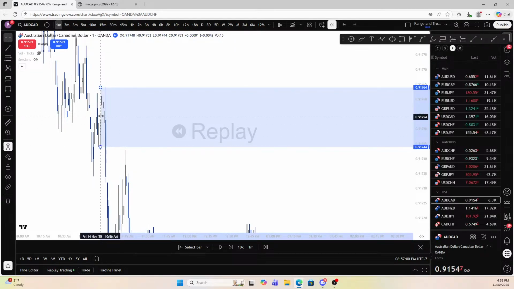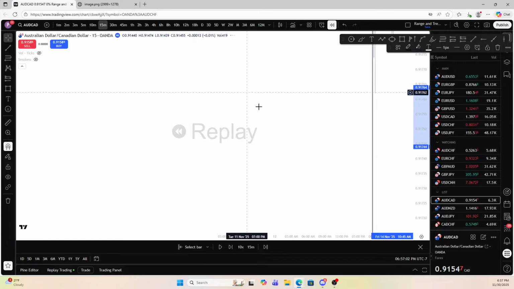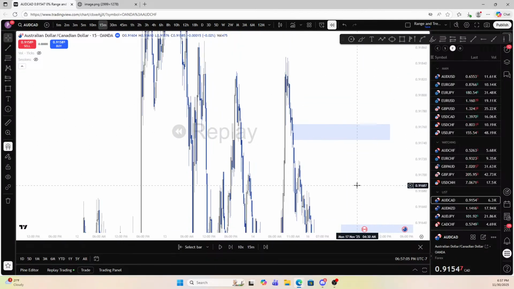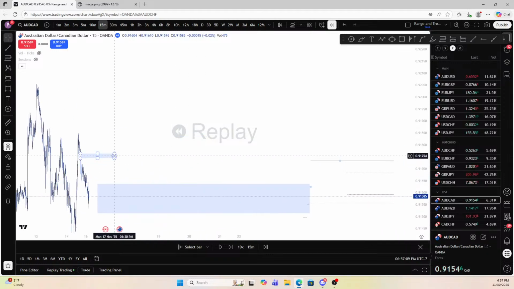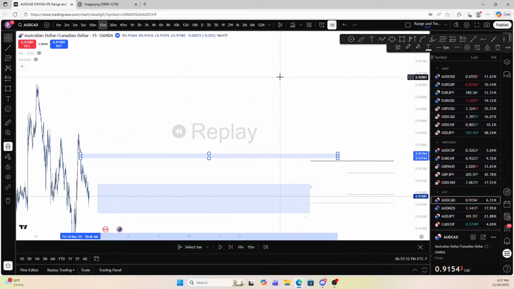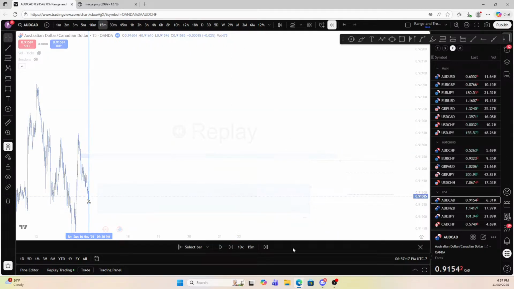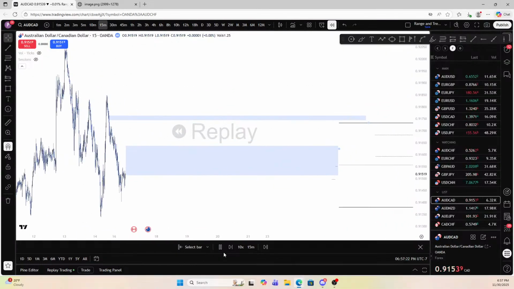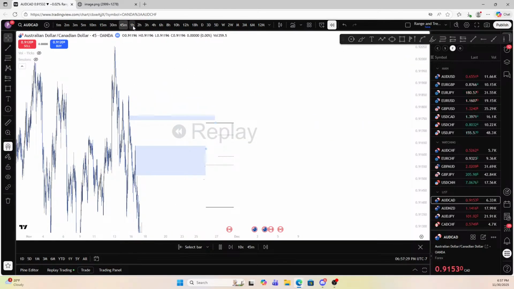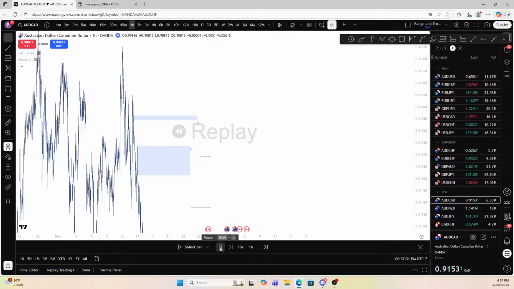Let's zoom out and drag that to our range to see if we can find anything worth it. All right. We're going to speed this up. Yeah, we'll speed it up by going to the higher time frame. Sorry. I don't know how else to do this faster.